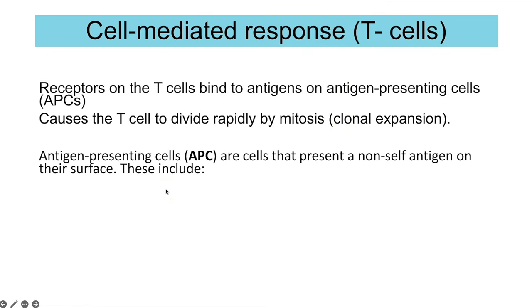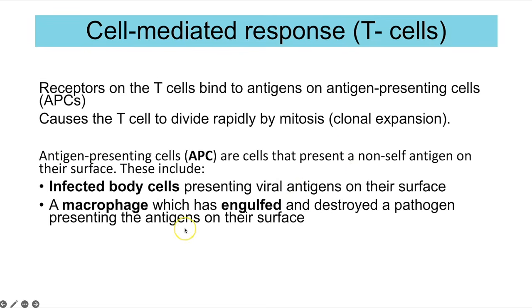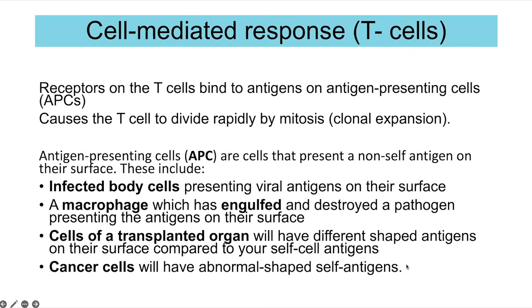Antigen-presenting cells are cells that present a non-self antigen on their surface, and that could be infected body cells presenting viral antigens on their surface, or a macrophage which has engulfed and destroyed a pathogen presenting the antigens on their surface. Cells of a transplanted organ will have different shaped antigens on their surface compared to your self-cell antigens. And lastly, cancer cells will also act as antigen-presenting cells because they have abnormal shaped self-antigens on their surface.